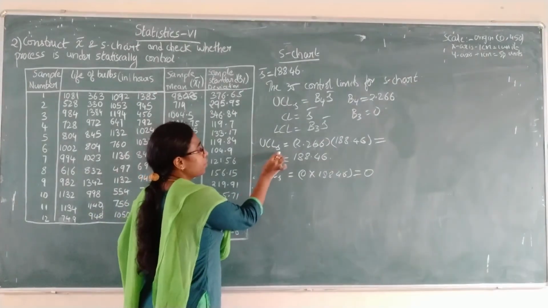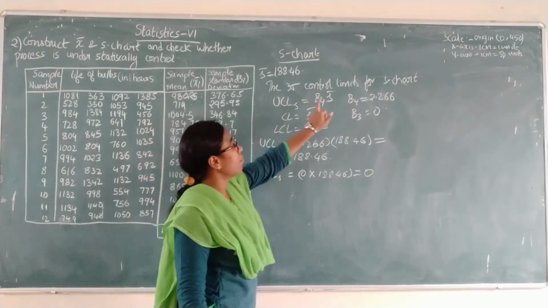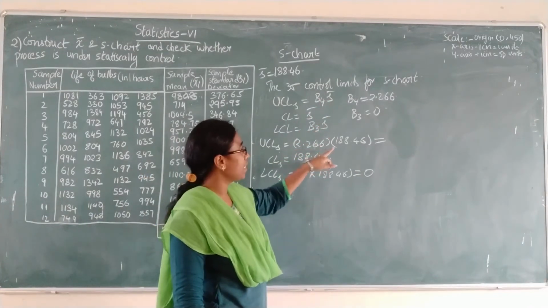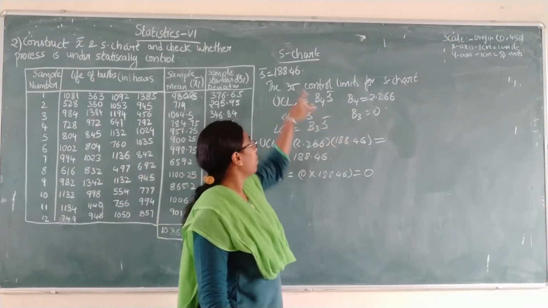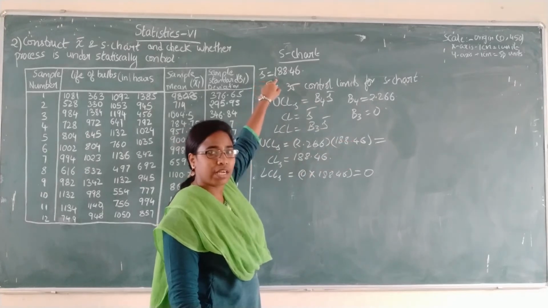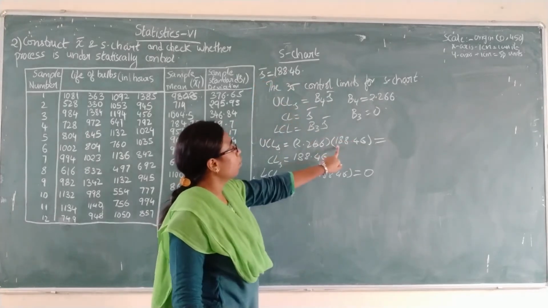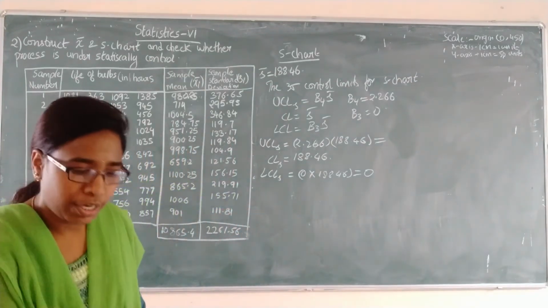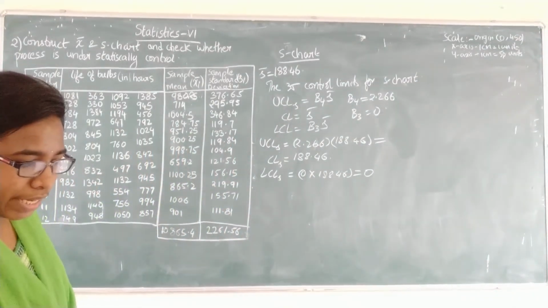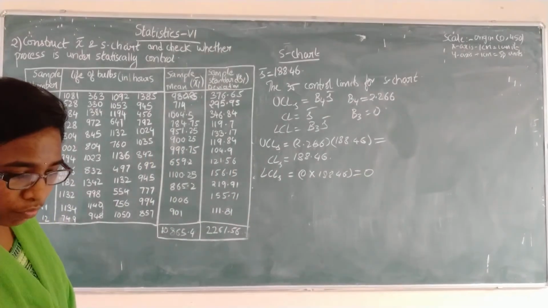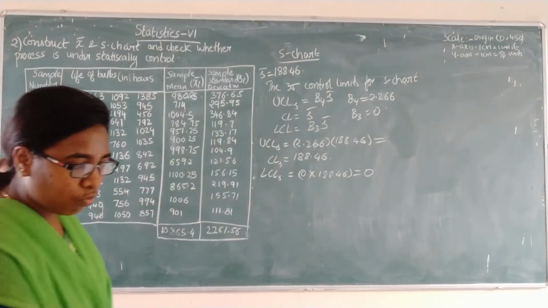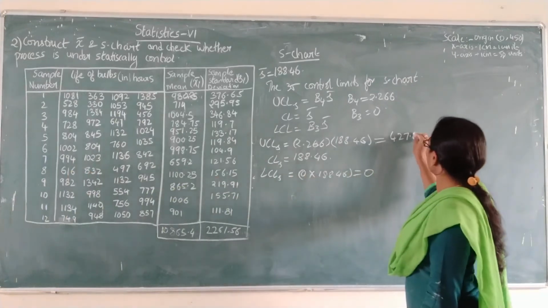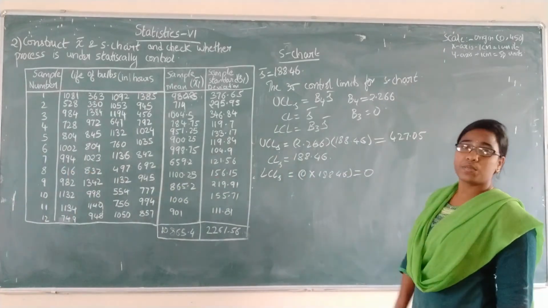First coming to the UCL, UCL is B4 into S bar. So B4, that is 2.266, into S bar. We already got it in the construction of the mean chart, that is 188.46. So 2.266 into 188.46 equals 427.05. So this is the UCL value.